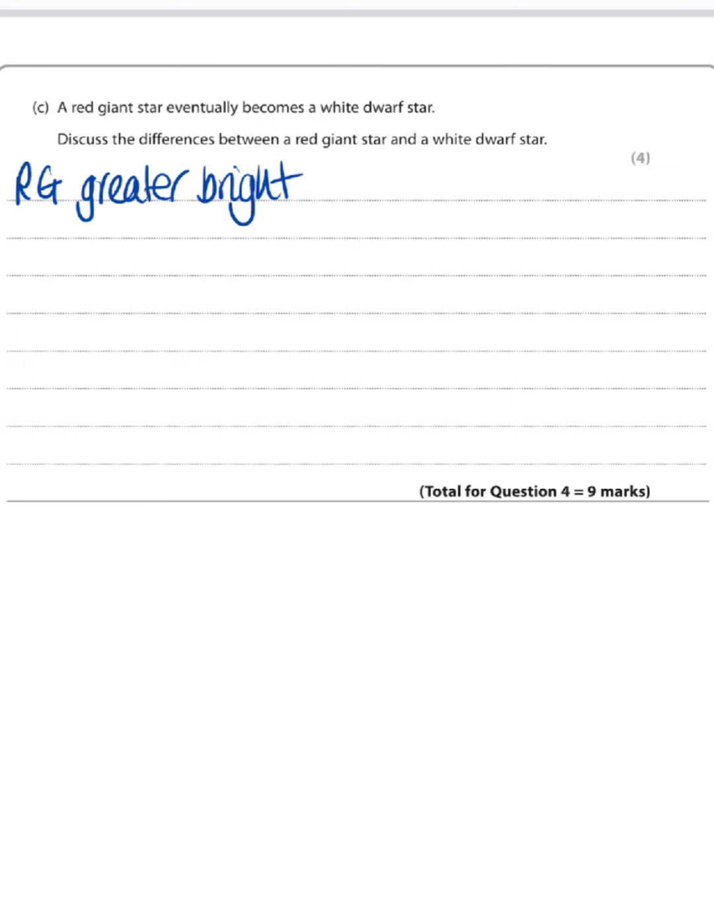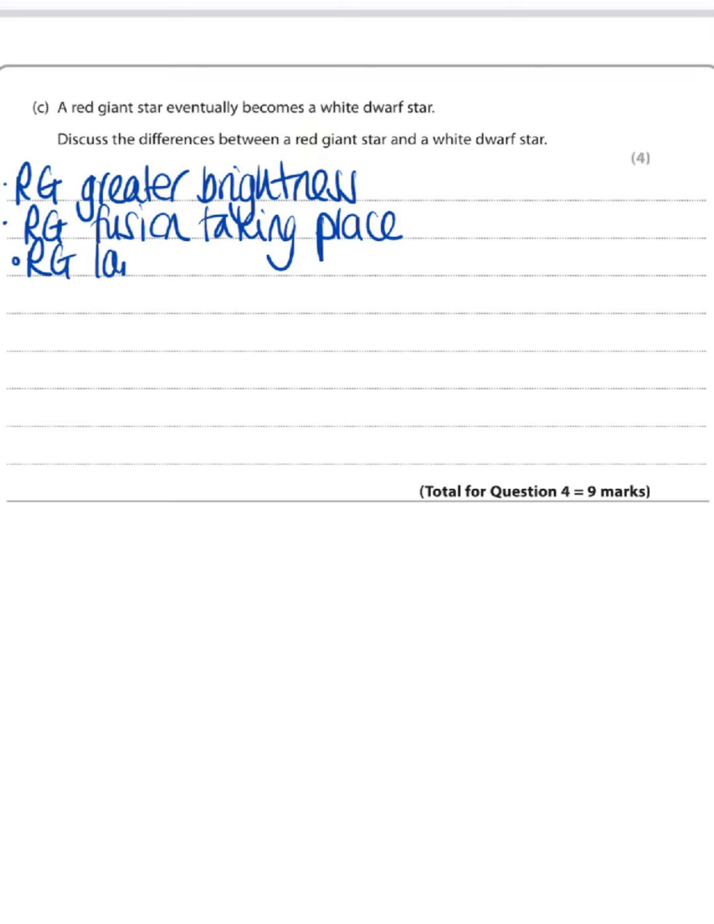Remember, our red giant, we have still got those fusion reactions going on. So that takes us to our second point, the idea that in our red giant we have still got fusion taking place. Okay, that's no longer happening in our white dwarf because our white dwarf is what remains after all of our fusion reaction has finished taking place. Big thing here, the clue is in the name. The red giant is significantly larger than a white dwarf. Okay, they are great big stars. They are much, much larger than the white dwarf.